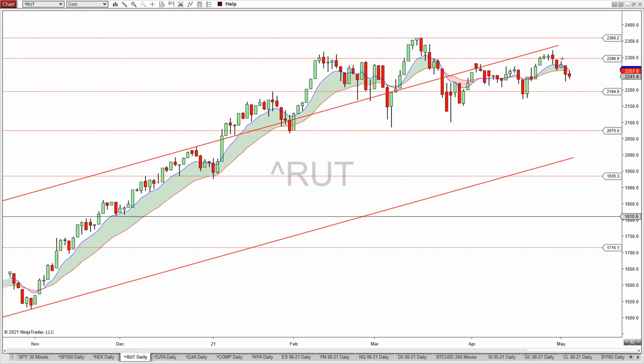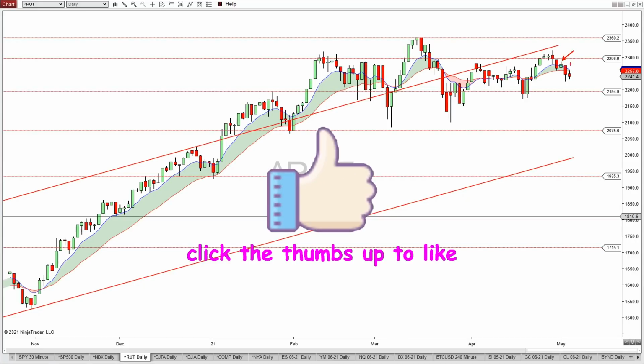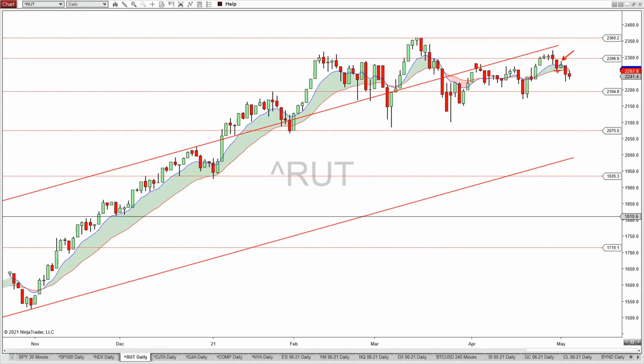Russell 2000 had a positive day on Monday, got a little bit of a gain, and then on Tuesday it gave back all the gain plus more, dipped below this low. Right now, I'm looking for it to continue to move down and test this 2195 area and possibly work itself down to this 2075 eventually.